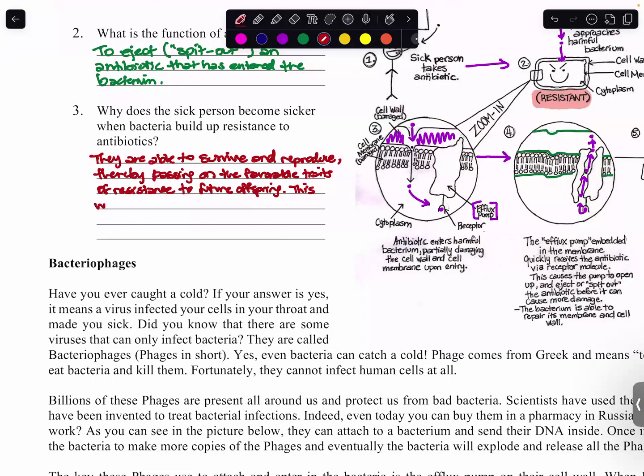This will create a population of antibiotic resistant bacteria. That's why the person got more sick, because now those bacteria are not being killed. They're resistant to the antibiotic and their medicine is not working. So the bacteria are really disrupting homeostasis.